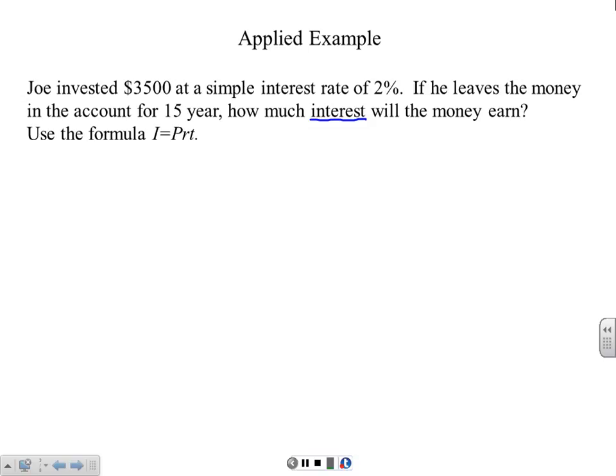So we are going to use the interest formula again. I equals PRT. So we're looking for interest. The principal that he's going to invest is $3,500. Your rate is going to be 2% or 0.02, and your time is going to be 15 years.